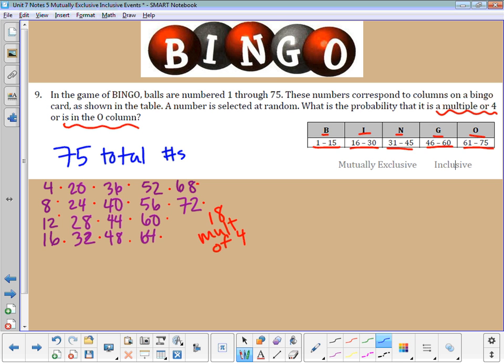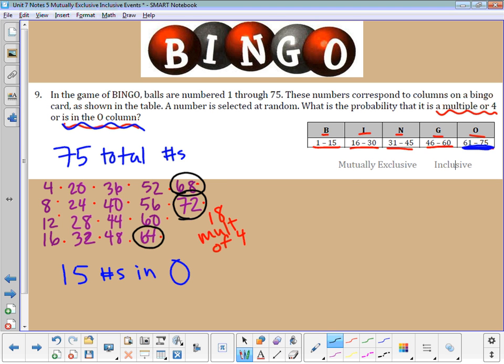Okay, next thing, I need to know what's in the O column. In the O column, I have 61 through 75. That's 15 numbers. And then the last thing that I need to know is what overlaps, or do any overlap? Well, I'm looking from 61 through 75. So if I look at the numbers in my multiples of 4, 64 is in there, 68 is in there, and 72 is in there.